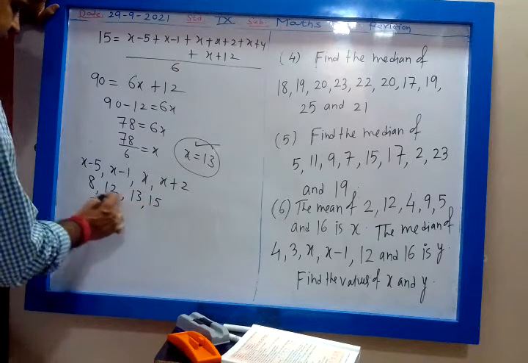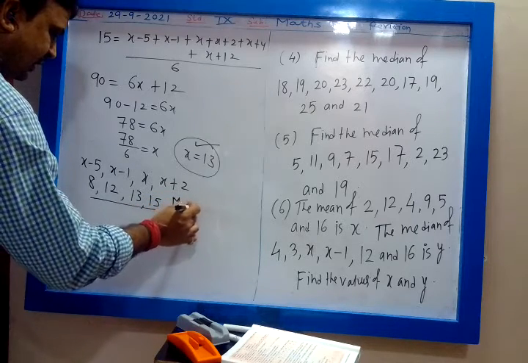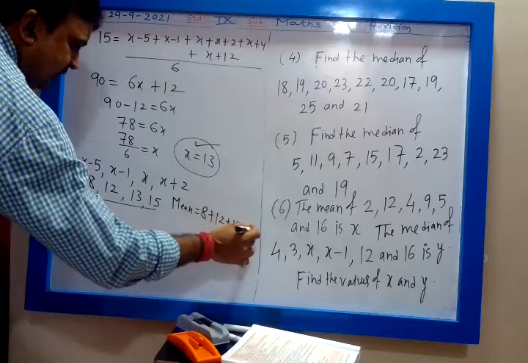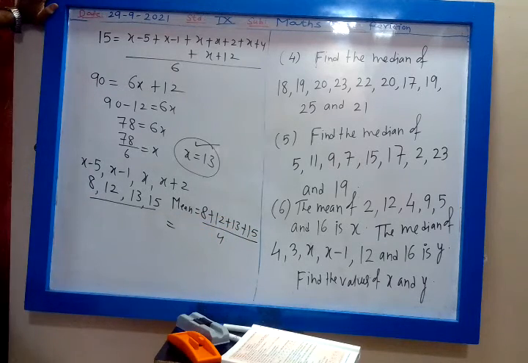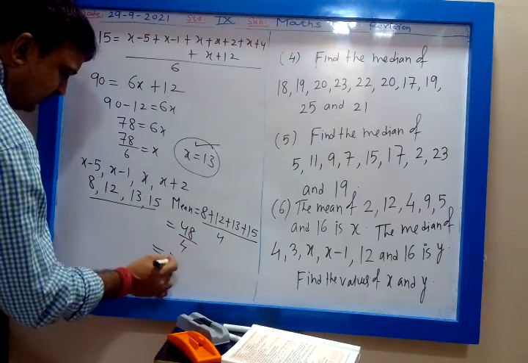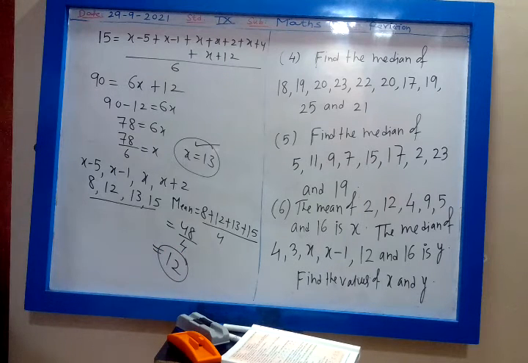So, 4 observations. So, you add them. So, mean will be 8 plus 12 plus 13 plus 15 divided by 4. 12 plus 8 is 20, 20 plus 28, 48. 48 divided by 4, answer will be 12. So, mean of first 4 observations is 12.